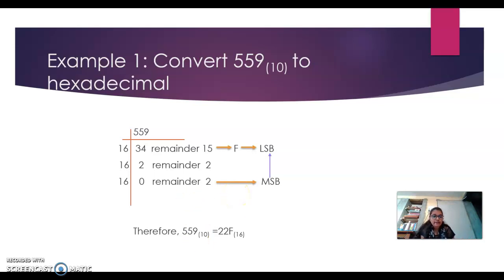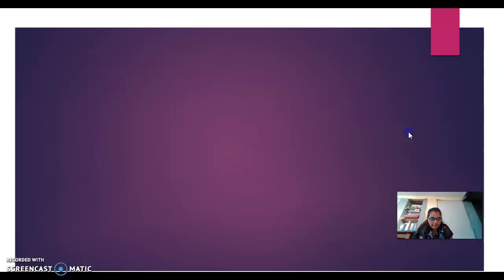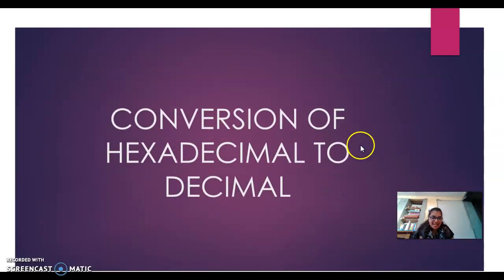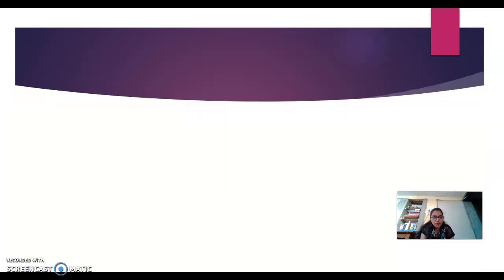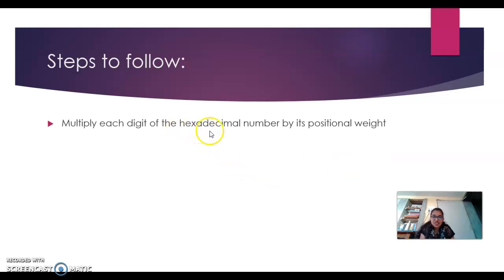Now, let us move to our next concept, that is conversion of hexadecimal to decimal. Whenever you are converting a hexadecimal to decimal number, you have to follow these two steps. The first step is to multiply each digit of the hexadecimal number by its positional weight. Here, the positional weights are in powers of 16. Next, add all the products.